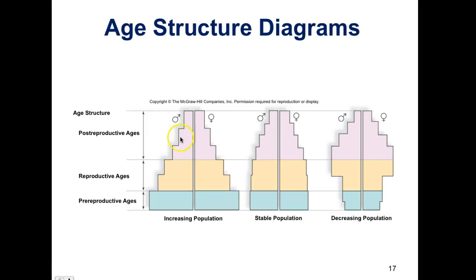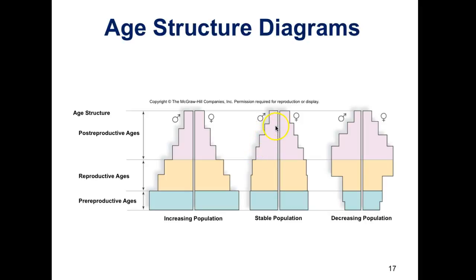Ultimately, on one side you have males, on the other side you have females for each age structure population diagram. And ultimately what you see is a larger population size of male and female for increasing populations at the pre-reproductive age. And through time, you slowly start to see it decrease. For a stable population, it is pretty much stable throughout its pre-reproductive and reproductive ages. And then you start to slowly see a decline in the population during the reproductive stage and post-reproductive stage.